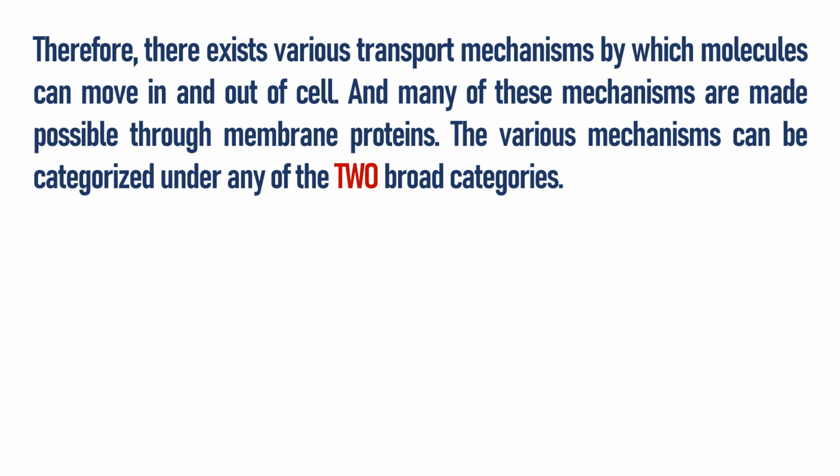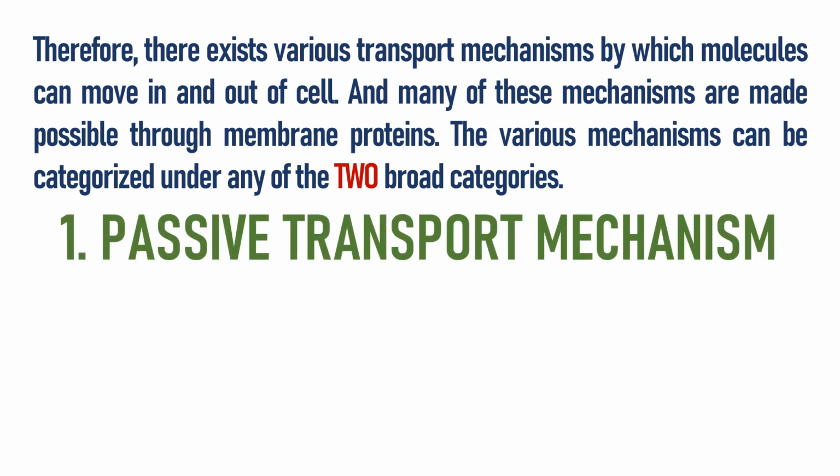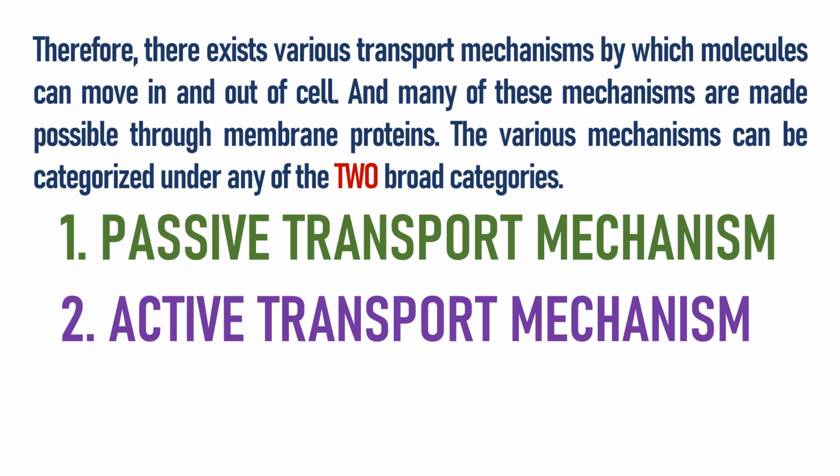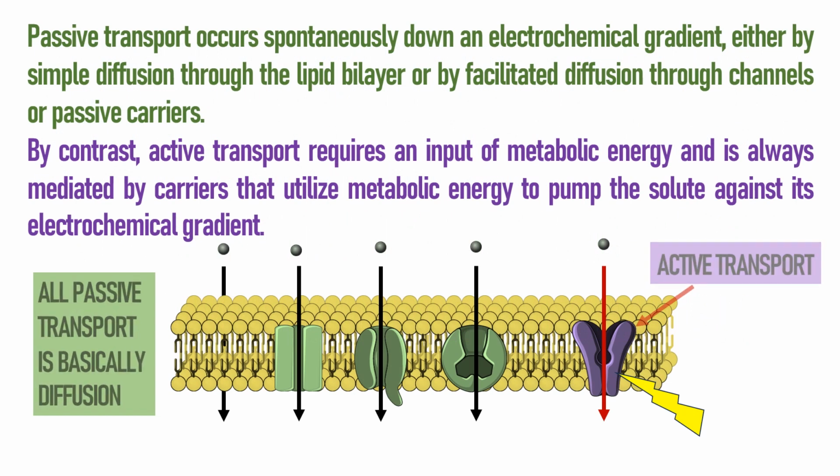The various mechanisms can be categorized under two broad categories. So, we have passive transport, and we have active transport mechanisms. Passive transport occurs spontaneously down an electrochemical gradient, either by simple diffusion through the lipid bilayer or by facilitated diffusion through channels or passive carriers. By contrast, active transport requires an input of metabolic energy and is always mediated by carriers that utilize metabolic energy to pump the solute against its electrochemical gradient.